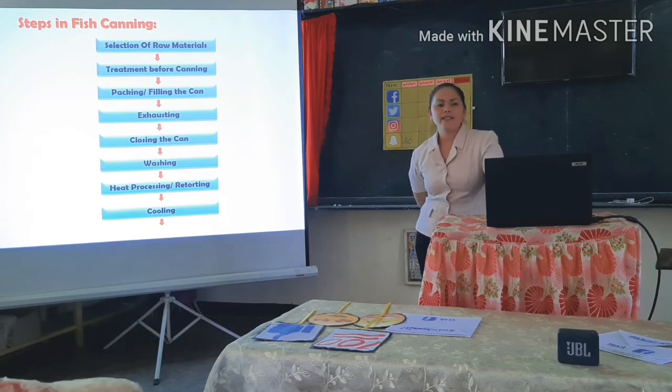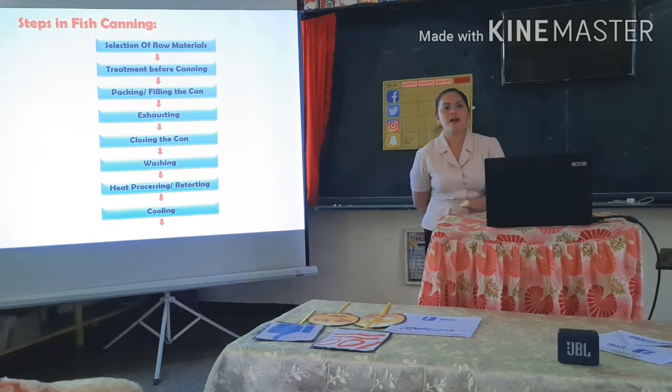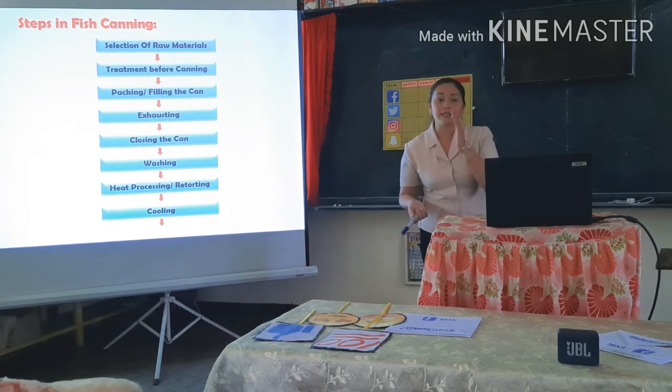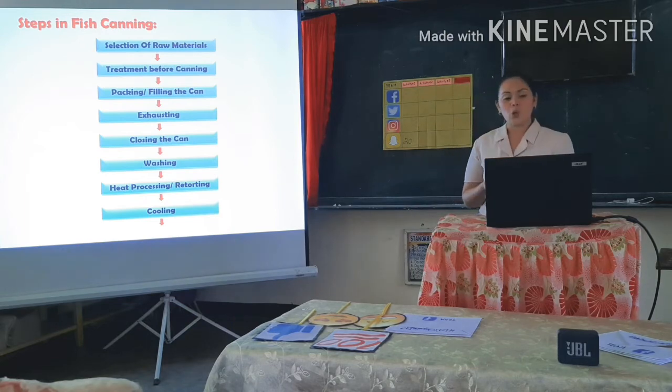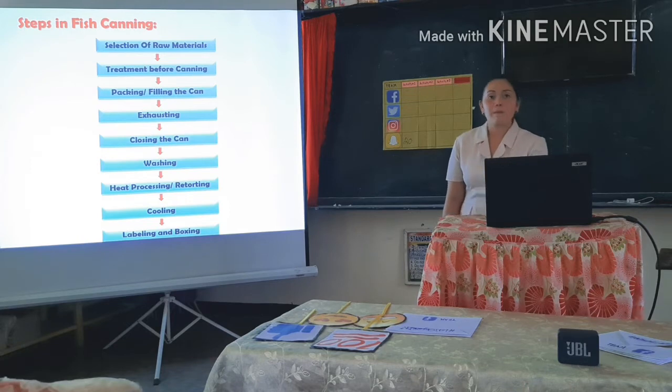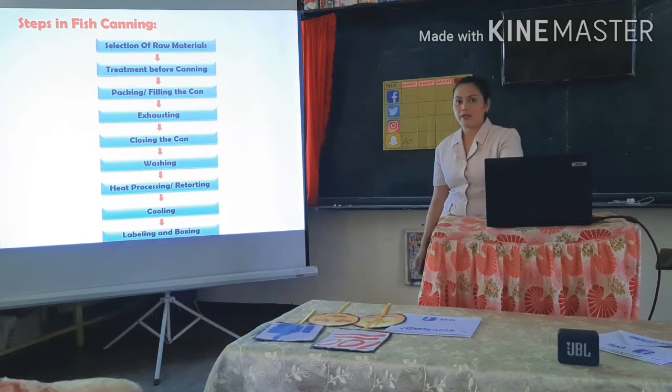Okay. Who can guess the last process? Yes, Jeremy. Okay, very clever, Jeremy. The last and the ninth process is called the labeling and boxing the finished product. Prior to market na yan.